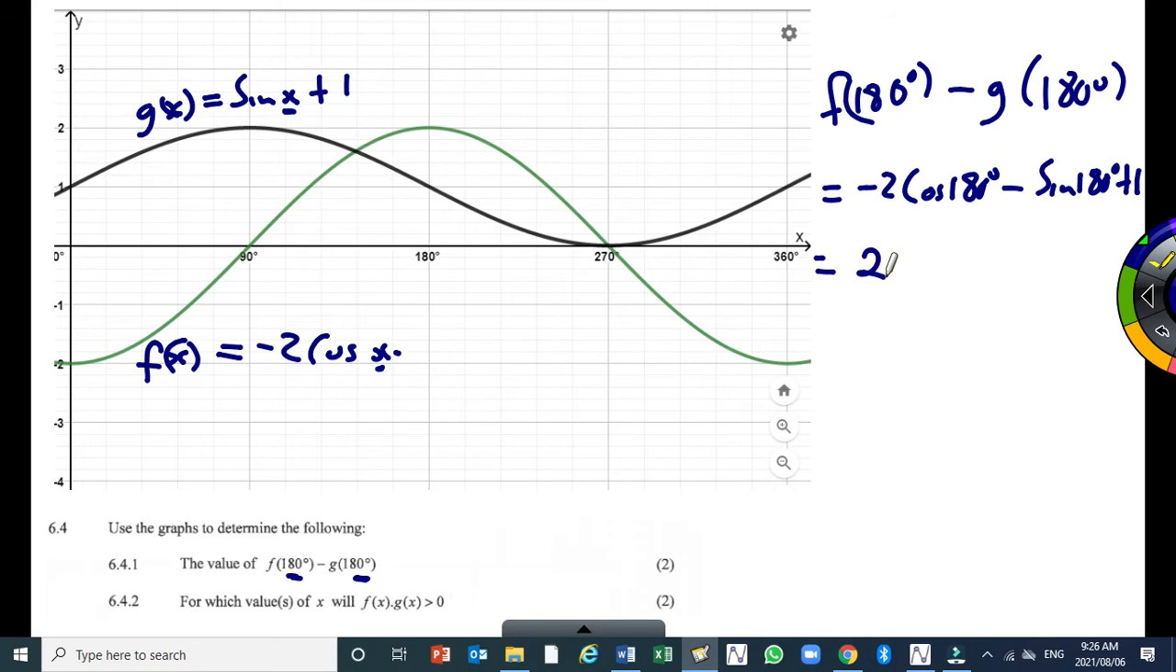Okay, you too. You need to pay attention now. Cos 180 degrees is equal to negative 1. Negative 1 times negative 2 gives you a positive 2. Then sine 180 degrees is 0. Yes? Why did you do it differently?